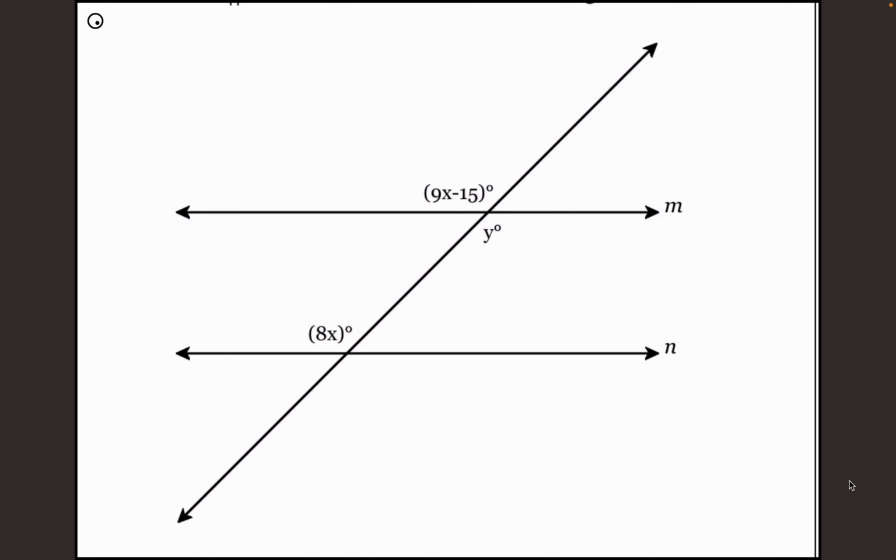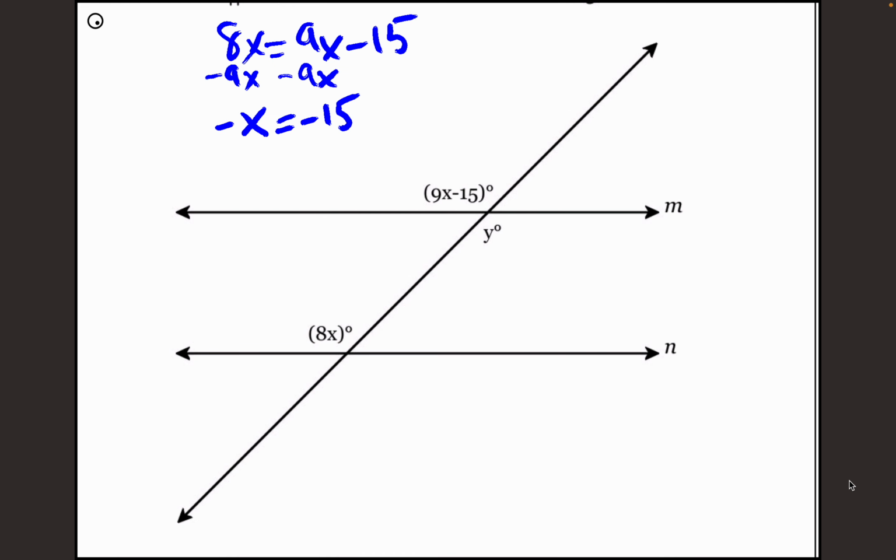They're the same. So what do we do to solve for x? 8x equals 9x minus 15. And that's how we're going to solve for x. We got to get x on one side, so I'm going to subtract 9x over. And then what's 8x minus 9x? Negative 1x. So I'm just going to put negative x equals negative 15. Can x be negative? Nope, so what do I got to do? Divide by negative 1. So x equals what?